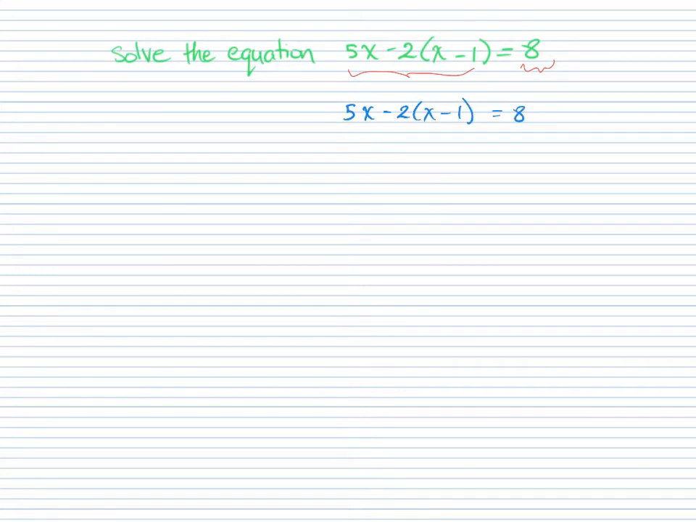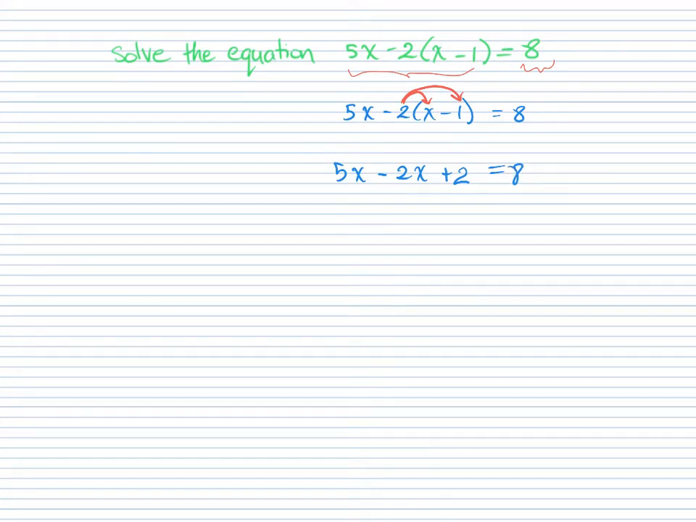All right, so in order to simplify the left side, we're going to start off with the distributive property. Always start with the distributive property if you have parentheses. All right, so we have here 5x minus 2x, because I'm multiplying the negative 2 by x, plus 2 because I'm multiplying negative 2 by negative 1 or by minus 1. All right, and that is equal to 8.